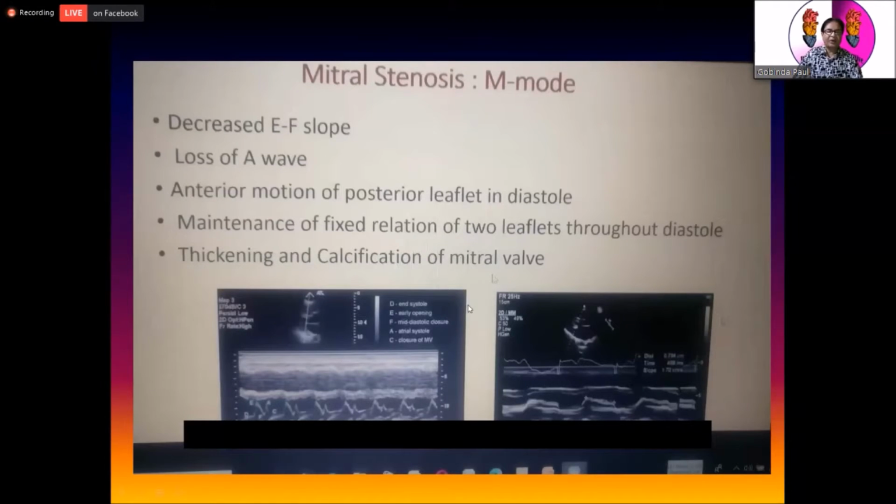Mitral stenosis on M-mode echo here, but here is the normal M-mode motion. Here, my mitral EF slope is reduced, probably the patient has atrial fibrillation. So there is thickening and also calcification of the valve.